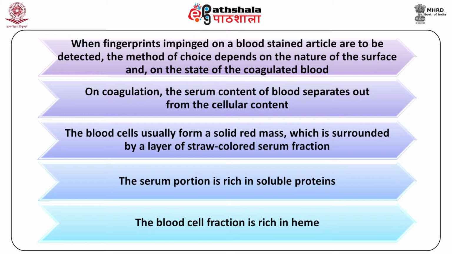On coagulation, the serum content of blood separates out from the cellular content. The blood cells usually form a solid red mass which is surrounded by a layer of straw colored serum fraction. The serum proportion is rich in soluble proteins. The blood cell fraction is rich in heme.